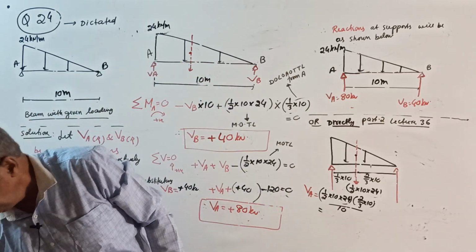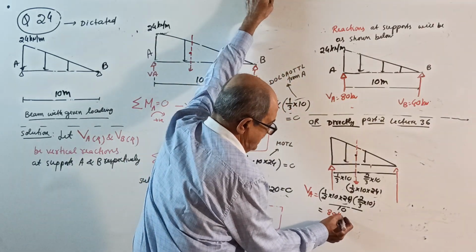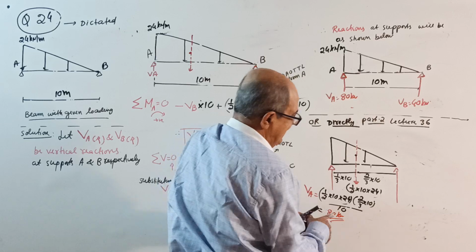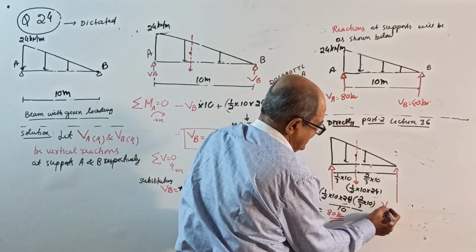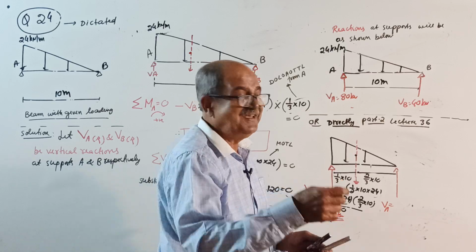Why waste time? I don't know why I calculated first of all. As if I have no confidence in myself. Reaction VA is 80. Some of my students will start wondering, sir, you are checking your own answer. No, no, for your sake.